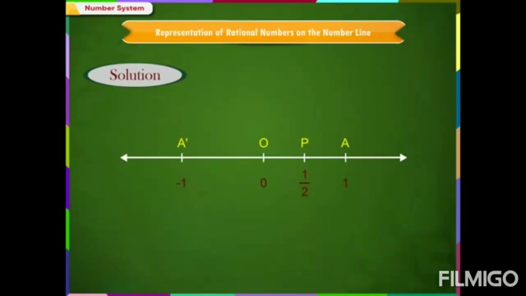Again, divide OA' into two equal parts. Let OP' be the first part out of these two parts. Thus, OP' is equal to P'A' is equal to -1 by 2. Since O represents 0 and A' represents -1, therefore P' represents the rational number -1 by 2.